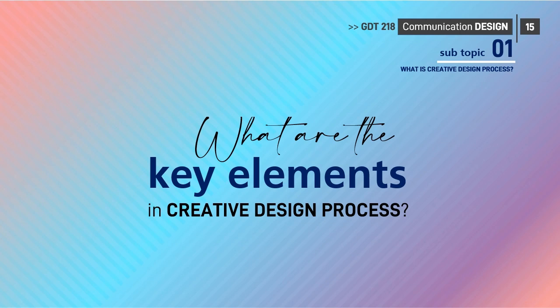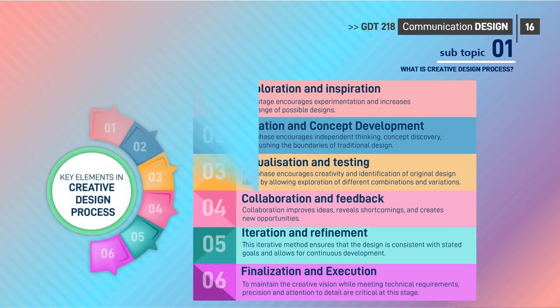What are the key elements in creative design process? There are 6 key elements in creative design process. First, explorations and inspirations. This stage encourages experimentations and increases the range of possible design. Second, ideations and concept development. This phase encourages independent thinking, concept discovery, and pushing the boundaries of traditional design.